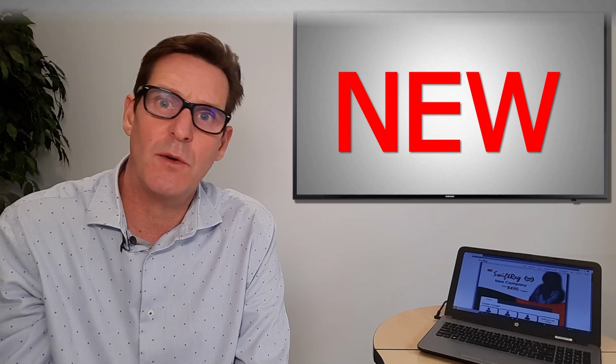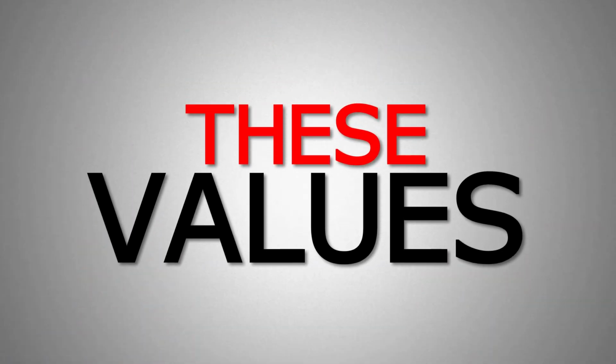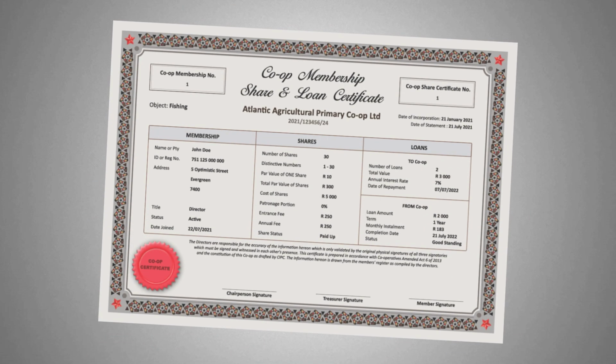If these data fields are all new to you, then please play around with our planning tool to calculate the values, as it is these values we will use to generate the share certificates. The distinctive number range is to specify which individual shares belong to which members.